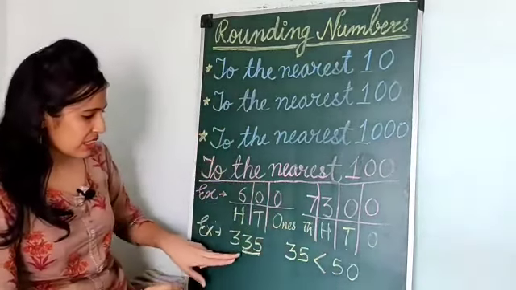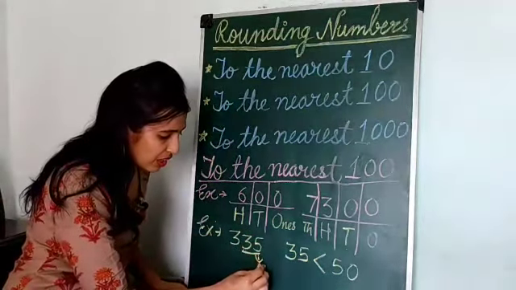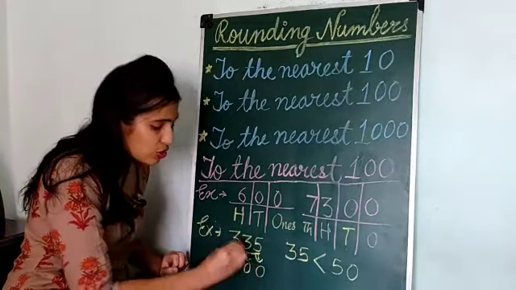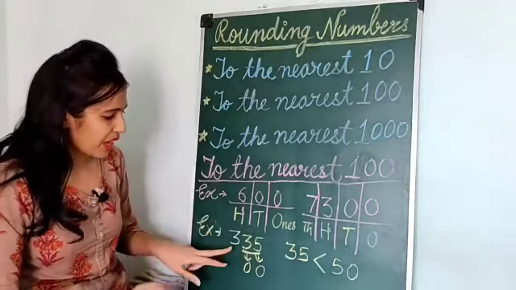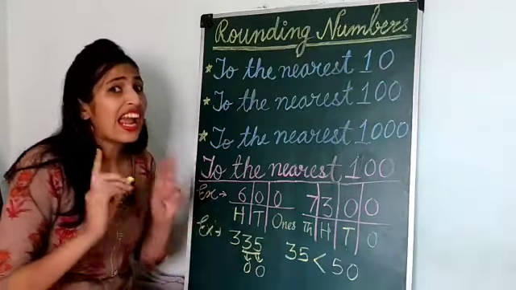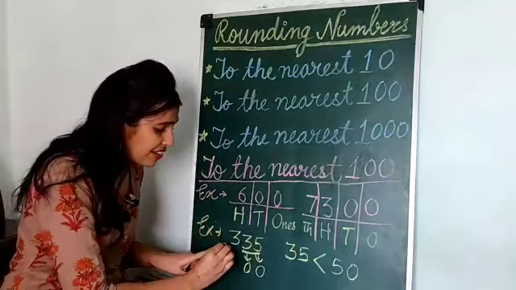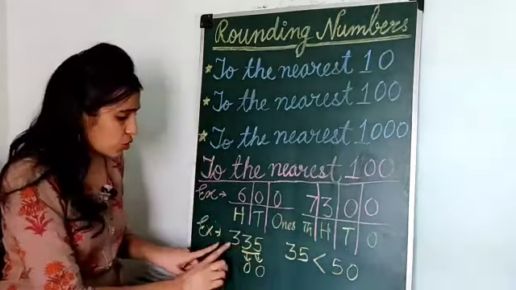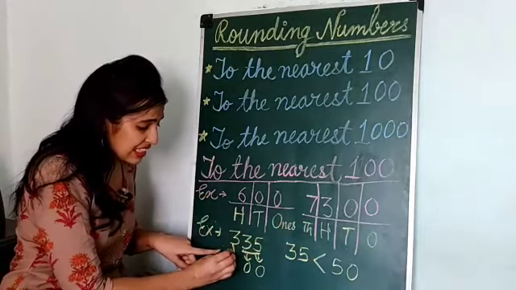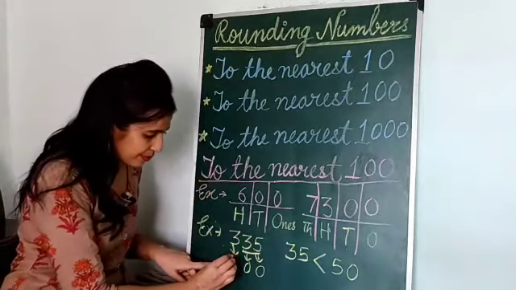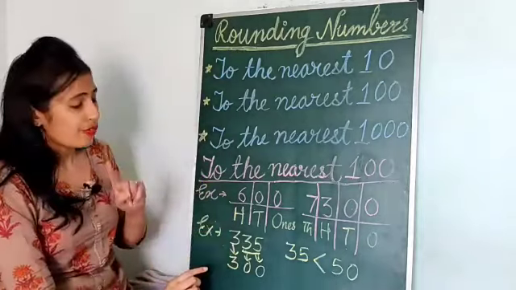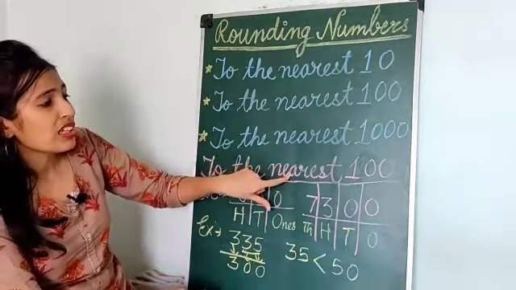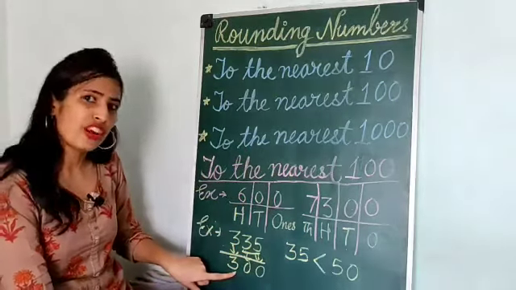In that case, we have to write 0 in the ones place number. We have to write also 0 in the tens place number. And we don't add anything in the 100 place number because 35 is smaller than 50. So we write as it is the 100 place number. So when we round off 335 to the nearest 100, the number will be 300.